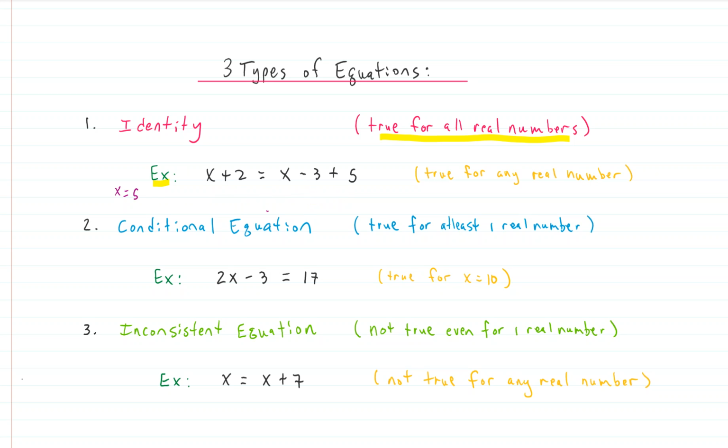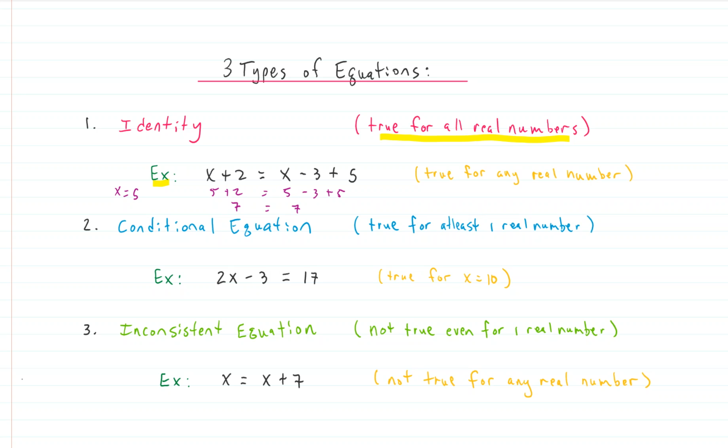Now, if we chose something else, say x equals 5, so I'm just choosing another value. I plug 5 in here, 5 plus 2 equals 5 minus 3 plus 5. On the left I get 7, on the right I get 10 minus 3, which is 7. So I got the same thing on both sides, so it satisfied the equation. It was true for the value x equals 5.